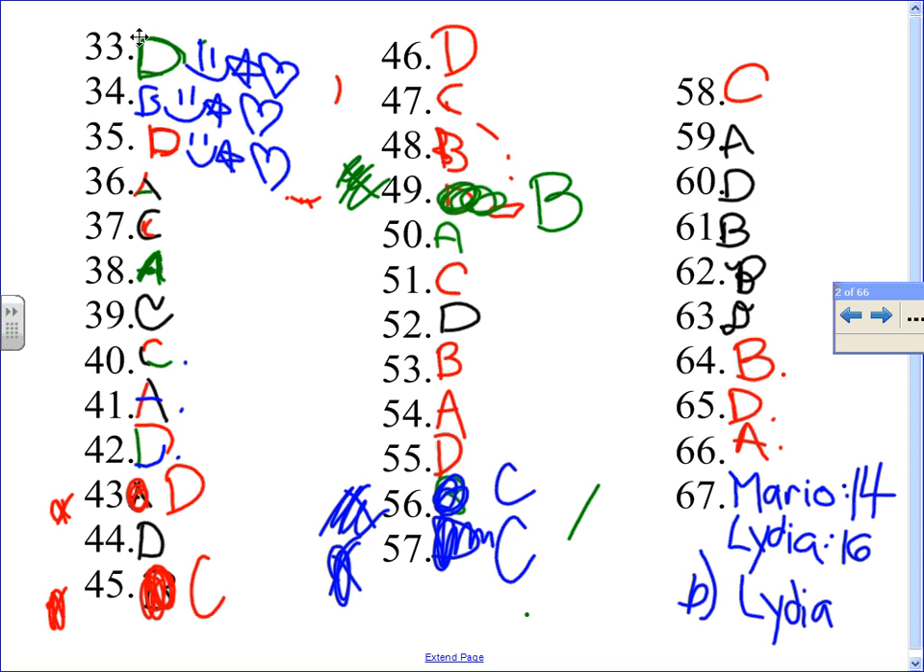Okay, so 67A, Mario has 14 hours, Lydia has 16 hours, and B is, of course, Lydia. Common sense. Now, on a problem like this, let me just make a comment. You should write out in a complete sentence or 2 complete sentences what you did to find it. I know it was pretty straightforward, but anytime you have an open-ended, please explain it in your own words using complete sentences.